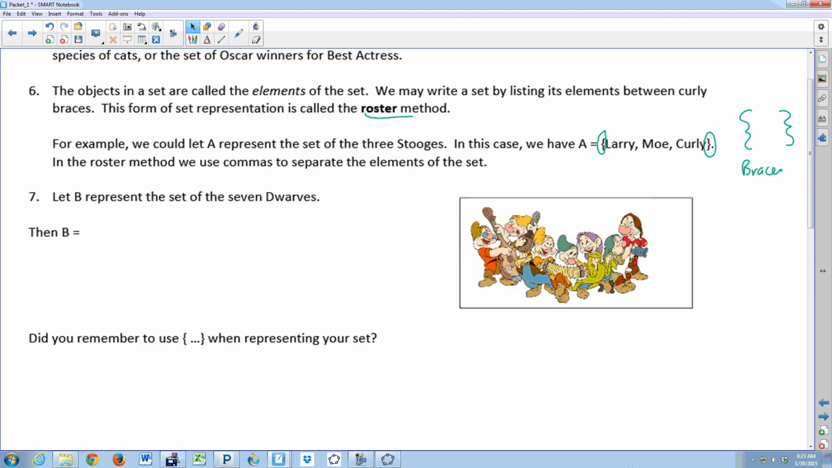So what I'd like you to do at your seats real fast, 2 points to the table that comes up with it first on their next quiz, which is Wednesday, 2 points. If you can list the set B, which is the 7 dwarfs. Go to it. Quick, quick, quick.